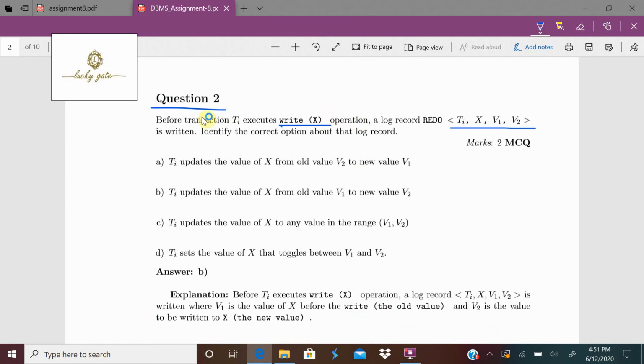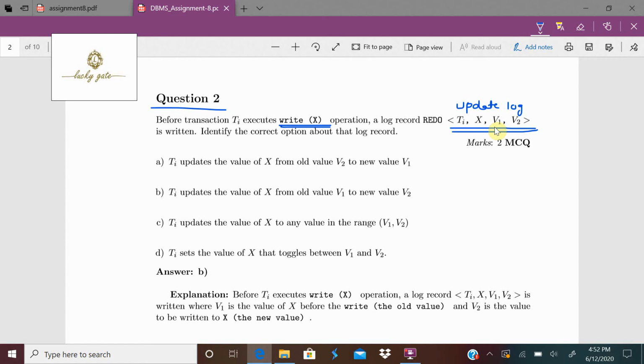Coming to question number 2, before transaction Ti executes write of X operation, a log record <Ti, X, V1, V2> is written. Identify the correct option about the log record. This log record is called update log, which is used in a recovery algorithm called immediate database modification. Because the database is to be modified immediately, it won't wait for the commit operation, so it requires storing the old value as well as the new value.